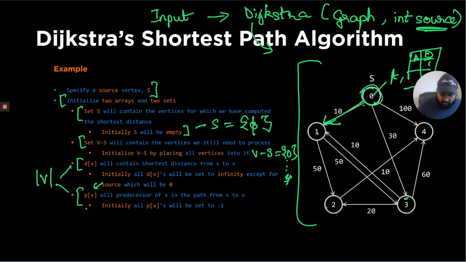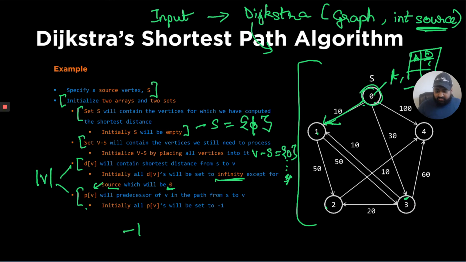So initially, the dv array, the distance array, is going to contain, we'll initialize the source in the array to the value 0, and all other values will be infinity. PV will store all the previous paths. So initially we'll initialize that to -1.